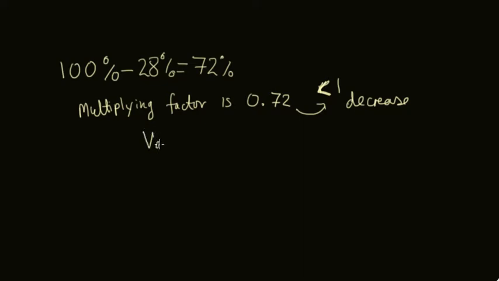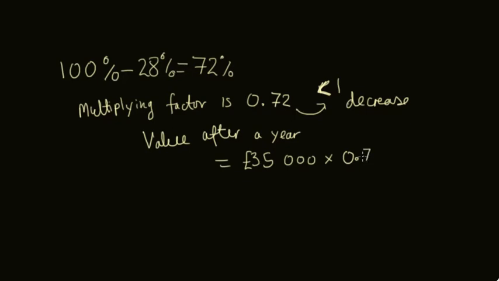So value after a year, we're going to take the original value, which was 35,000, and we're going to multiply that with the 0.72, which equals 25,200. Now, one of the places that people are most likely to slip up on these types of questions is at this point.